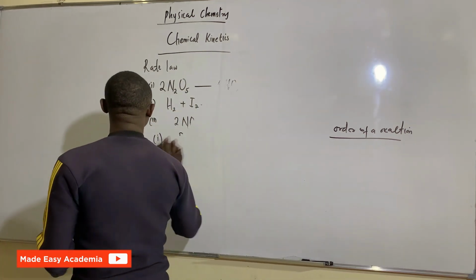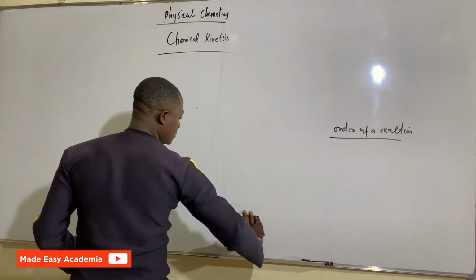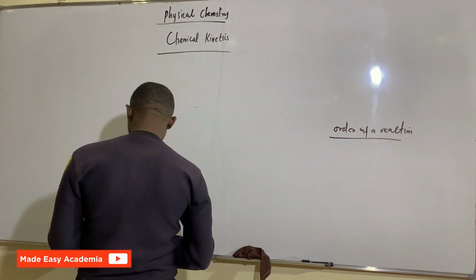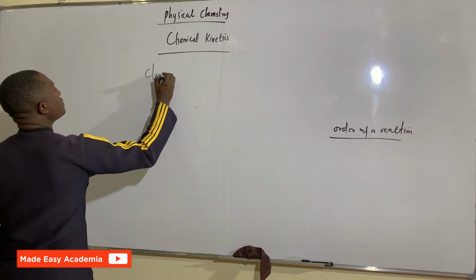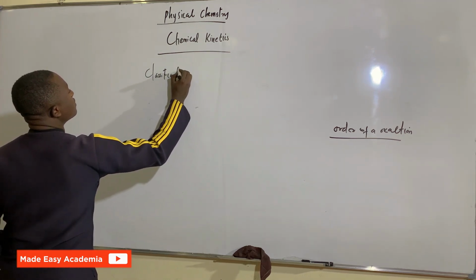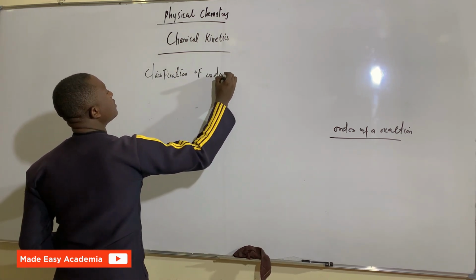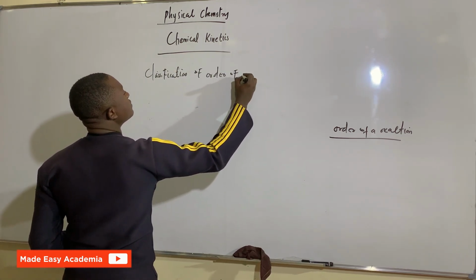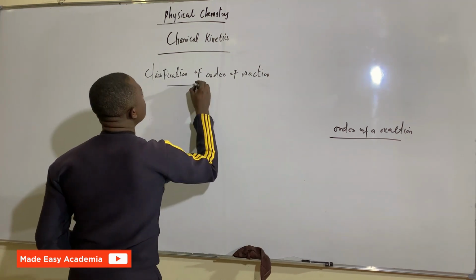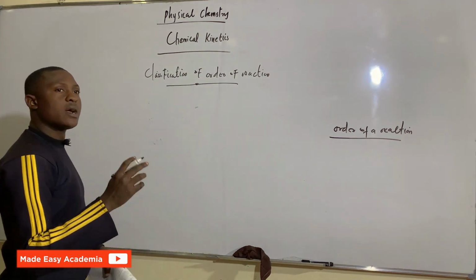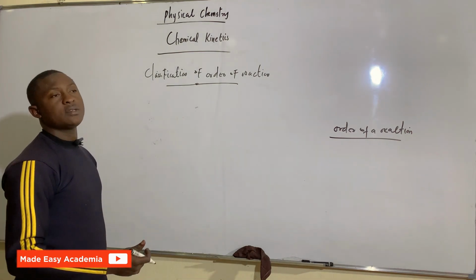We have classification of order of reactions. After you find the rate law, you determine its order. So we have a name.